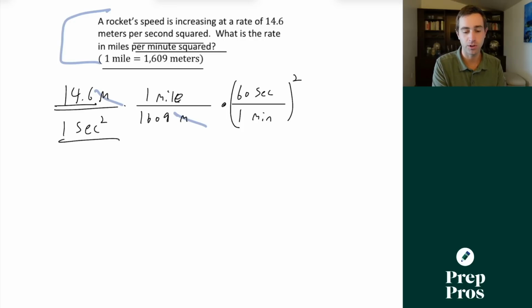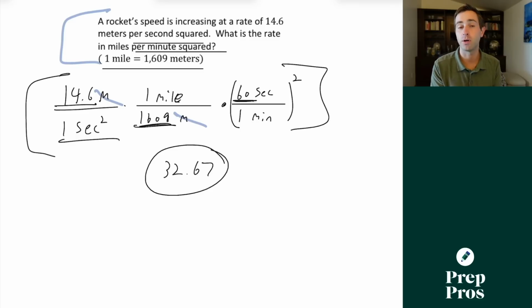We're going to end up doing 14.6 times 3,600 divided by the 1,609. And that's going to give us our correct answer of 32.67. It's all in the setup. Just 2 important things to remember. Make sure your units are properly cross-canceling.